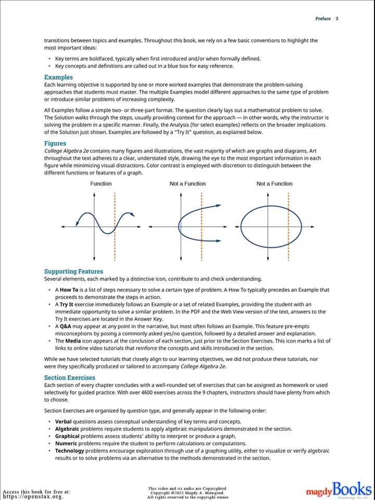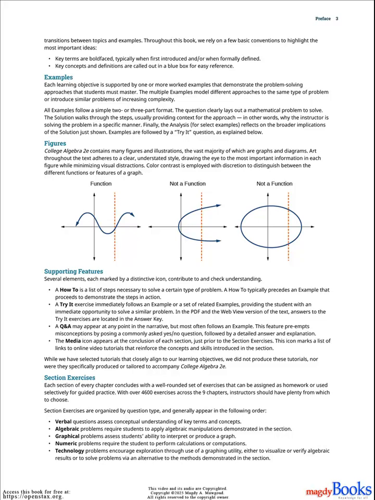The multiple examples model different approaches to the same type of problem or introduce similar problems of increasing complexity. All examples follow a simple 2- or 3-part format. The question clearly lays out a mathematical problem to solve. The solution walks through the steps, usually providing context for the approach, in other words, why the instructor is solving the problem in a specific manner. Finally, the analysis, for select examples, reflects on the broader implications of the solution just shown. Examples are followed by a try-it question, as explained below.